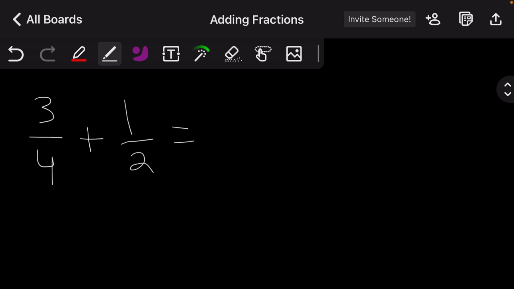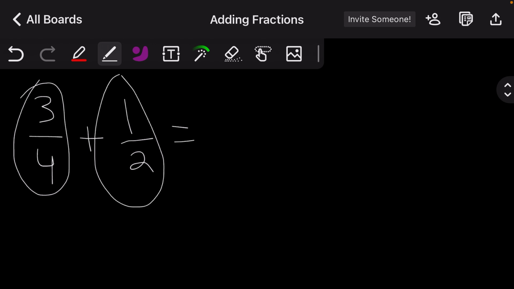The denominator is the amount that each fraction is cut up into, because we have two fractions. We have this first one, 3 over 4, and we have the second one, 1 over 2. The first fraction is cut up into 4 slices, and the second fraction is cut up into 2 parts. And so that's going to be a problem when we are trying to add these two fractions together.